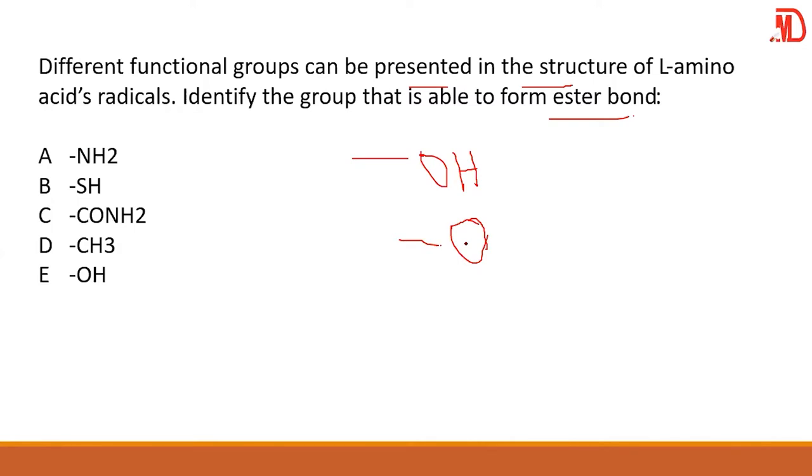So again, what are you thinking about over here? We are definitely looking at the hydroxyl group, therefore OH. So again, at least one hydroxyl group is replaced by an oxygen. That is where an ester or ester bond is formed.